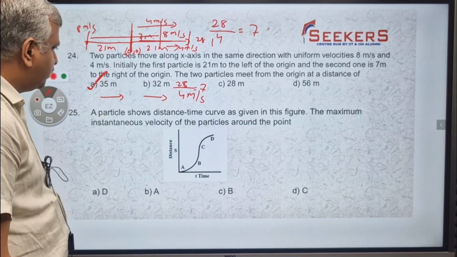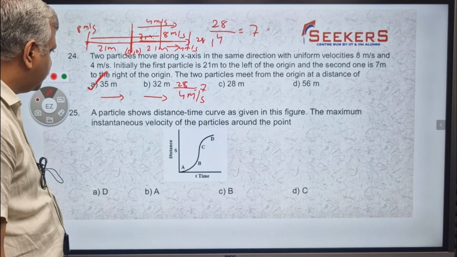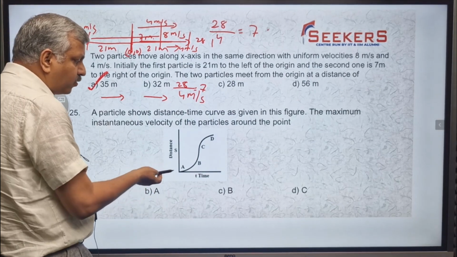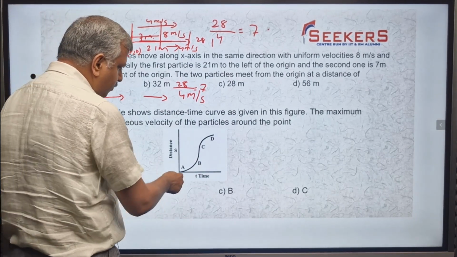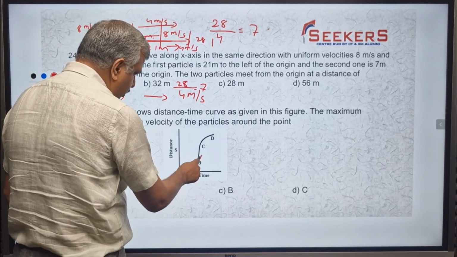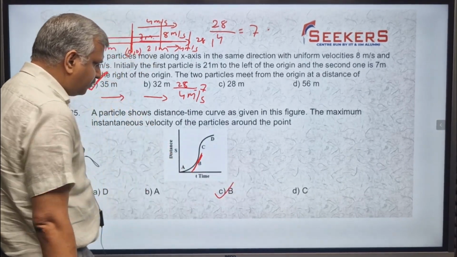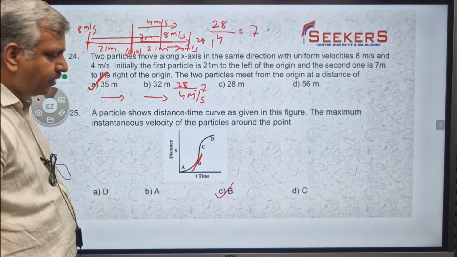A particle shows a distance time graph as given. The maximum instantaneous velocity of the particle is? The distance time graph is given, so the slope of this will give you the velocity. The slope will be maximum, to my knowledge, at B. So at B I will say the slope is maximum, so velocity is maximum at B.